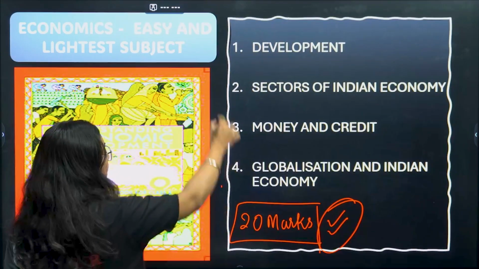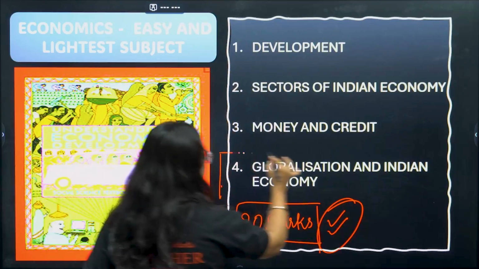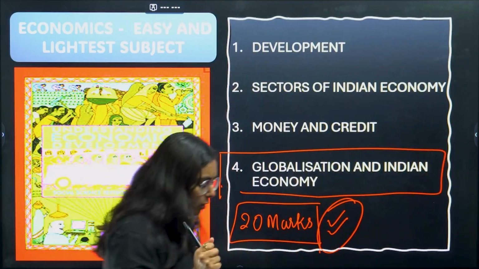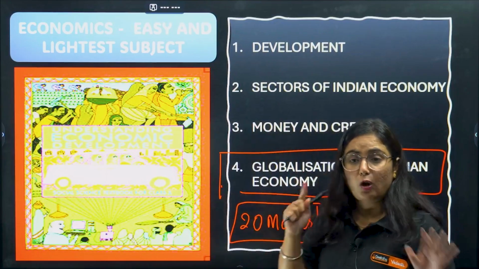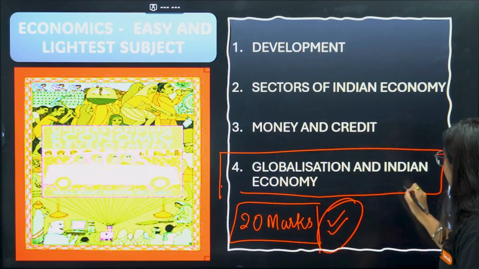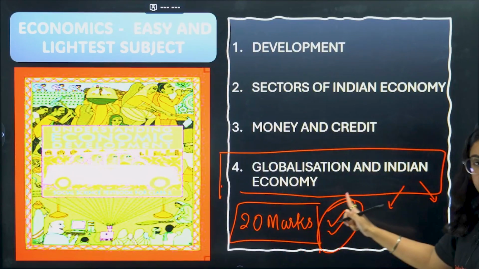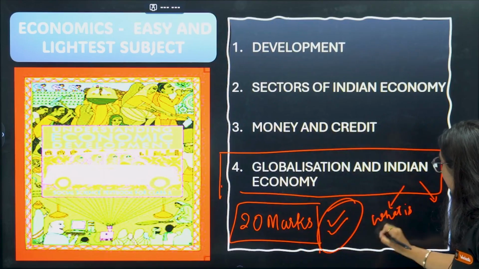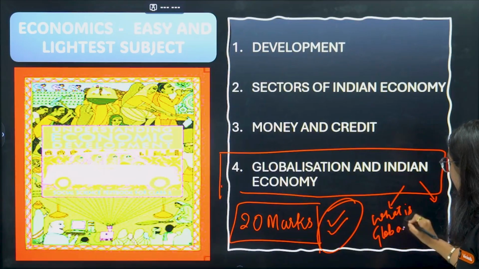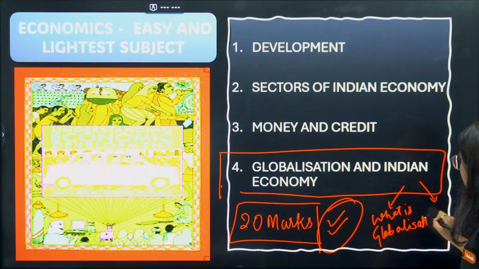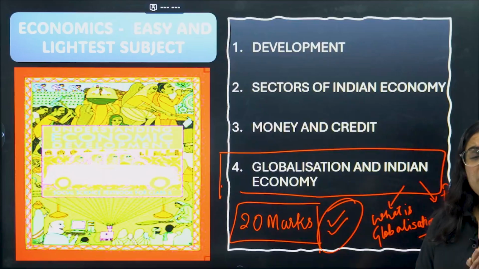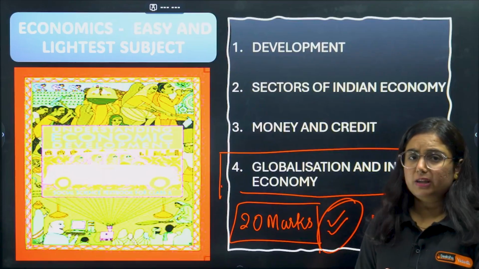Now among these four, this chapter, globalization and the Indian economy. If you are not aware beta, only two topics are going to come from this chapter. The two topics are: what is globalization, and what are the factors that enable globalization.